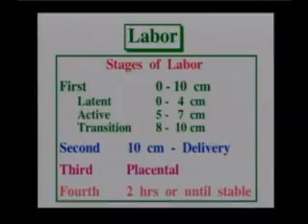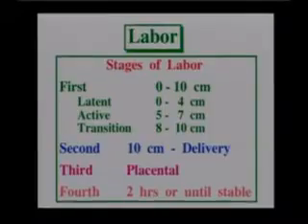And in this latent phase, the contractions are relatively mild. They're beginning to come regularly. They're several minutes apart. They're lasting 20, 30, 40 seconds. Then active labor is from 5 to 7 centimeters of dilatation. And this is when Mother really starts using her breathing technique. So you're going to see her starting to use the breathing things that she learned in her childbirth classes.